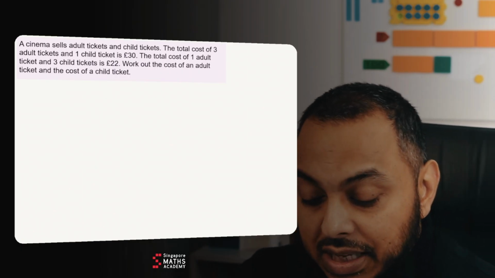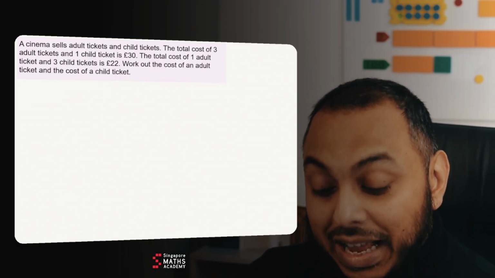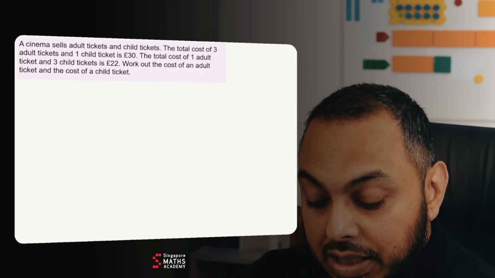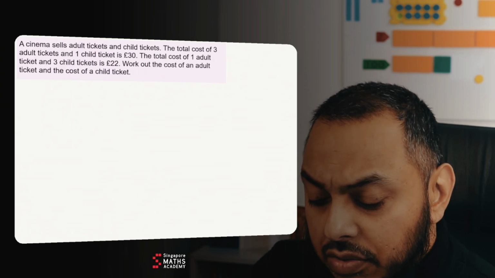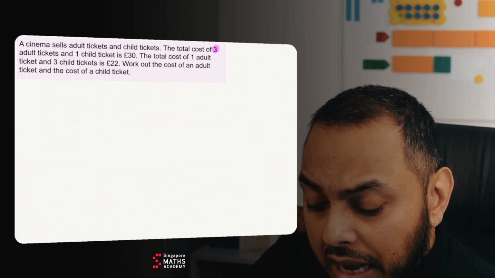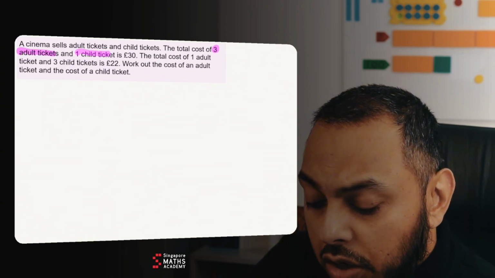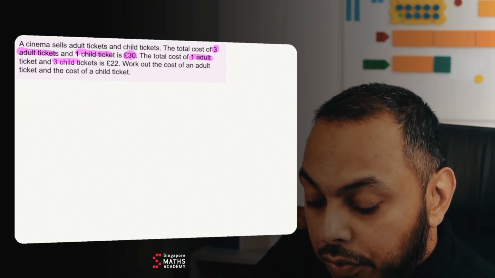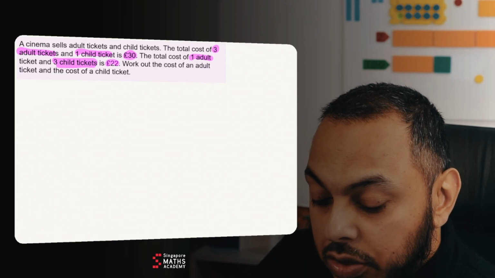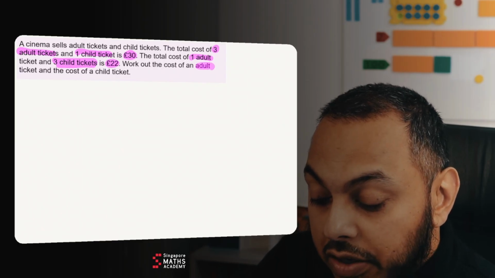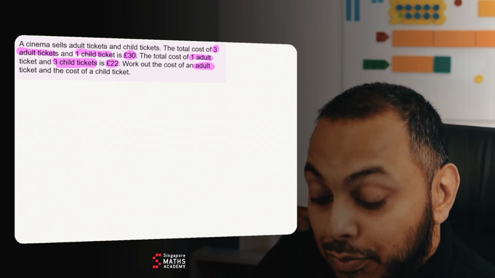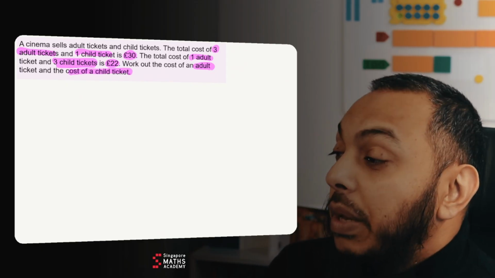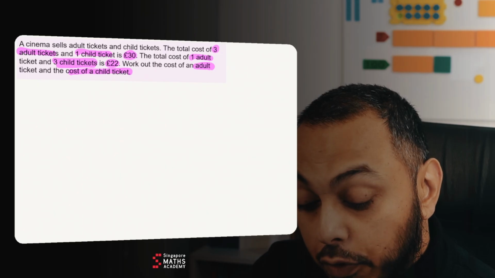It says a cinema sells adult tickets and child tickets. The total cost of 3 adult tickets, so let's highlight some of this. 3 adult tickets and 1 child ticket is £30, and 1 adult ticket and 3 child tickets is £22. Work out the cost of an adult ticket and the cost of a child ticket. So we basically have to work out the cost of both of them.